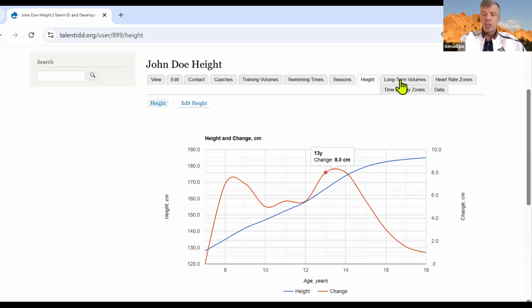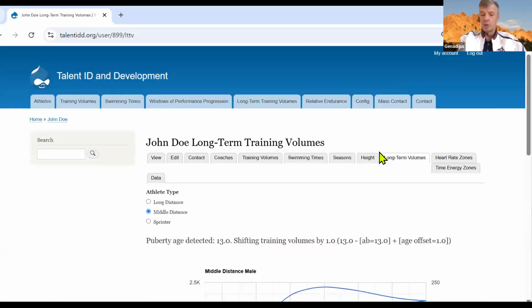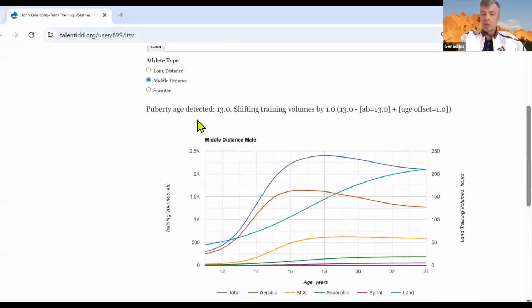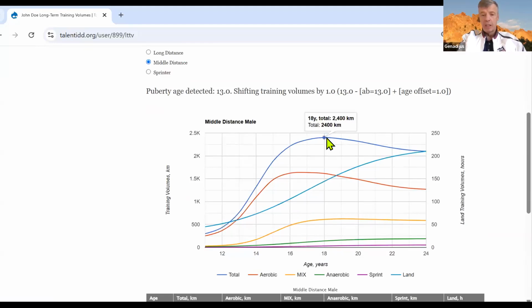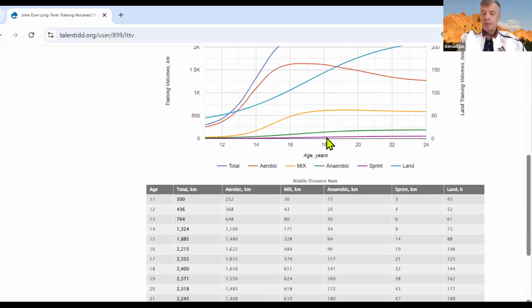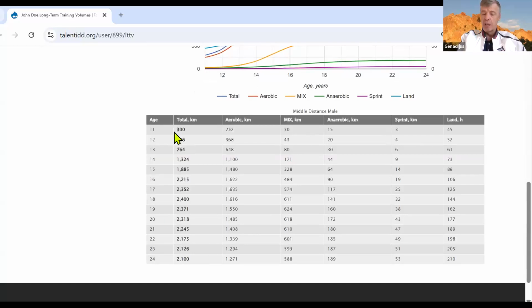What does that mean for his long-term training? We click on his long-term training volumes, and the software tells us that his long-term training volumes are shifted by 1 year to age 13. And he reaches peak volumes not at age 17, as you see here, but at age 18. And that's 2,400 kilometers, as we saw already in the models. But for him particularly, it should happen at age 18. And then you have an entire model for his long-term development shifted 1 year later, because he is late mature. If you have early matured athletes, it should be shifted earlier.